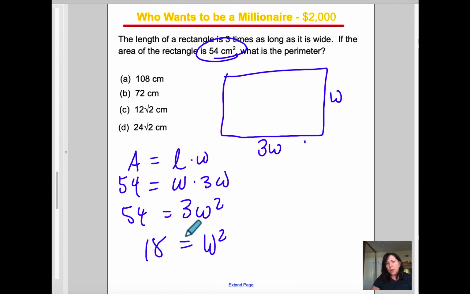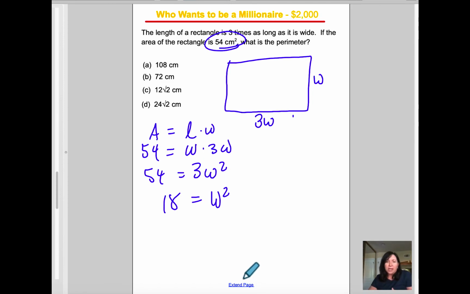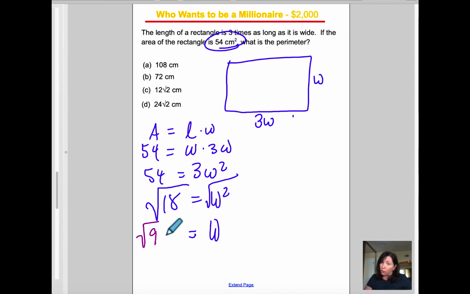Now, the width is W squared, right? So to find W, or to isolate the W, I'm going to need to square root both sides. So W equals the square root of 18. Now, the square root of 18 is not a perfect square, but it actually does have a perfect square in it, like the square root of 9 times the square root of 2. Well, the square root of 9 is 3. So that's 3 root 2, which means that my width is 3 root 2.